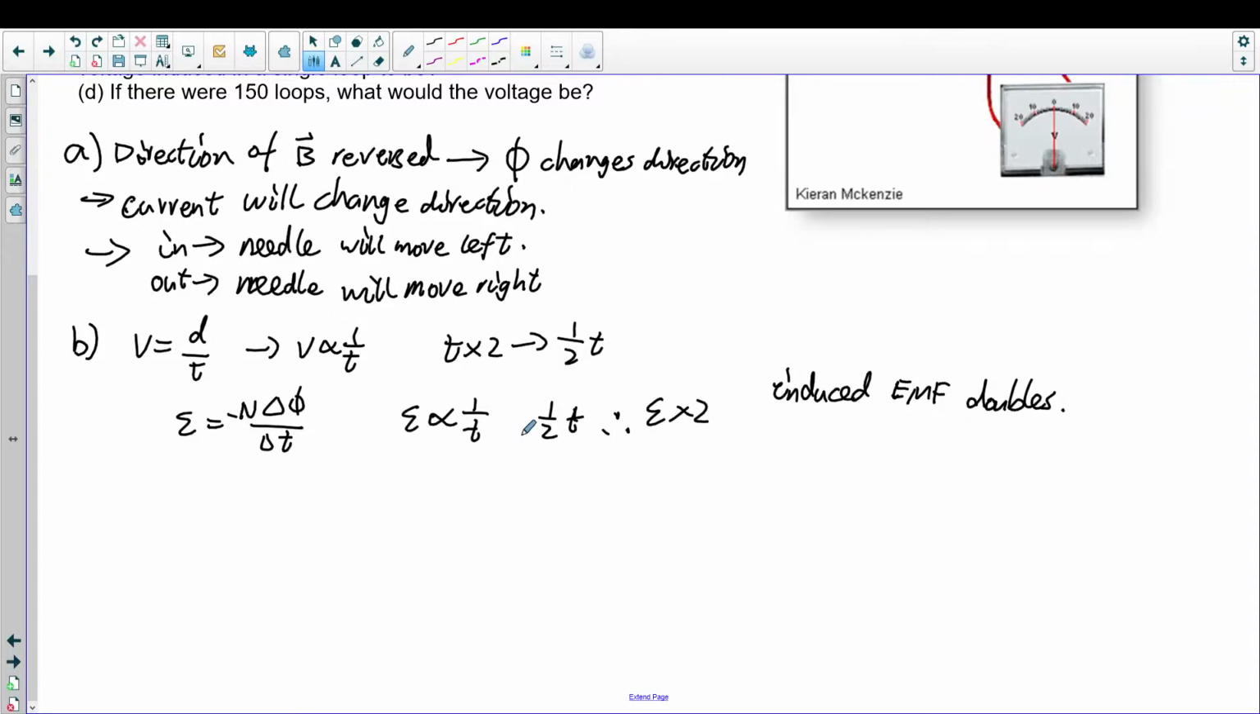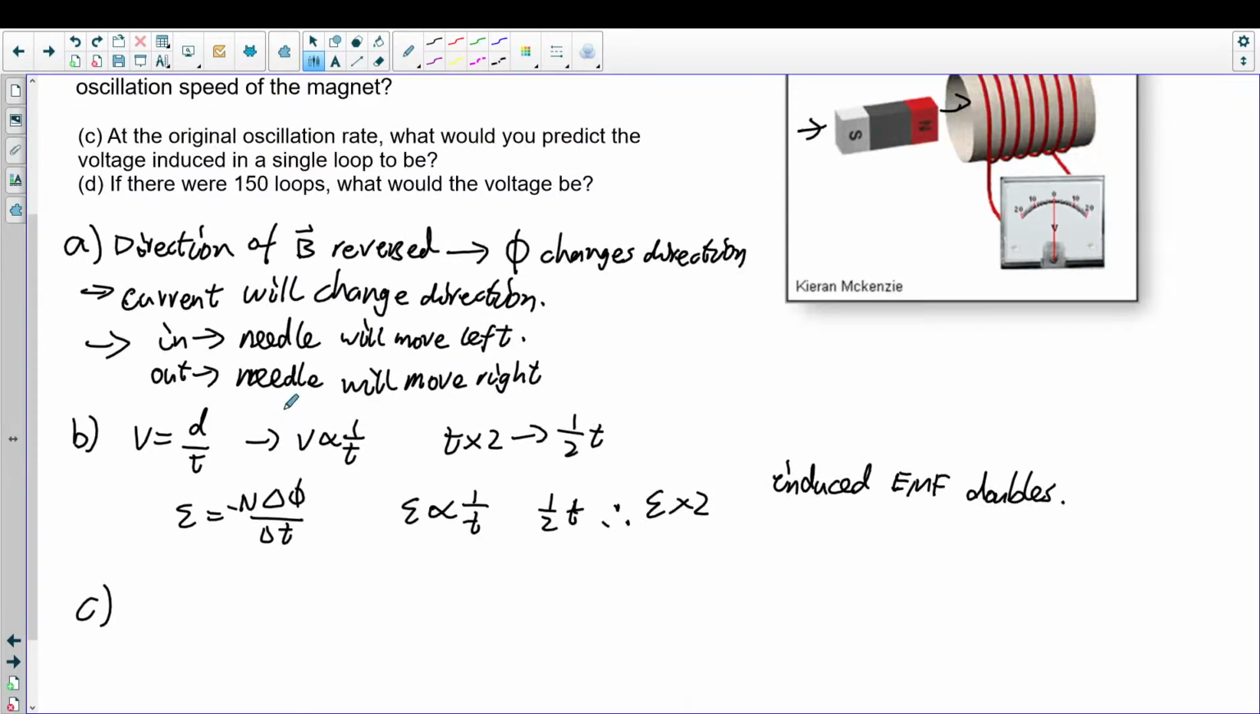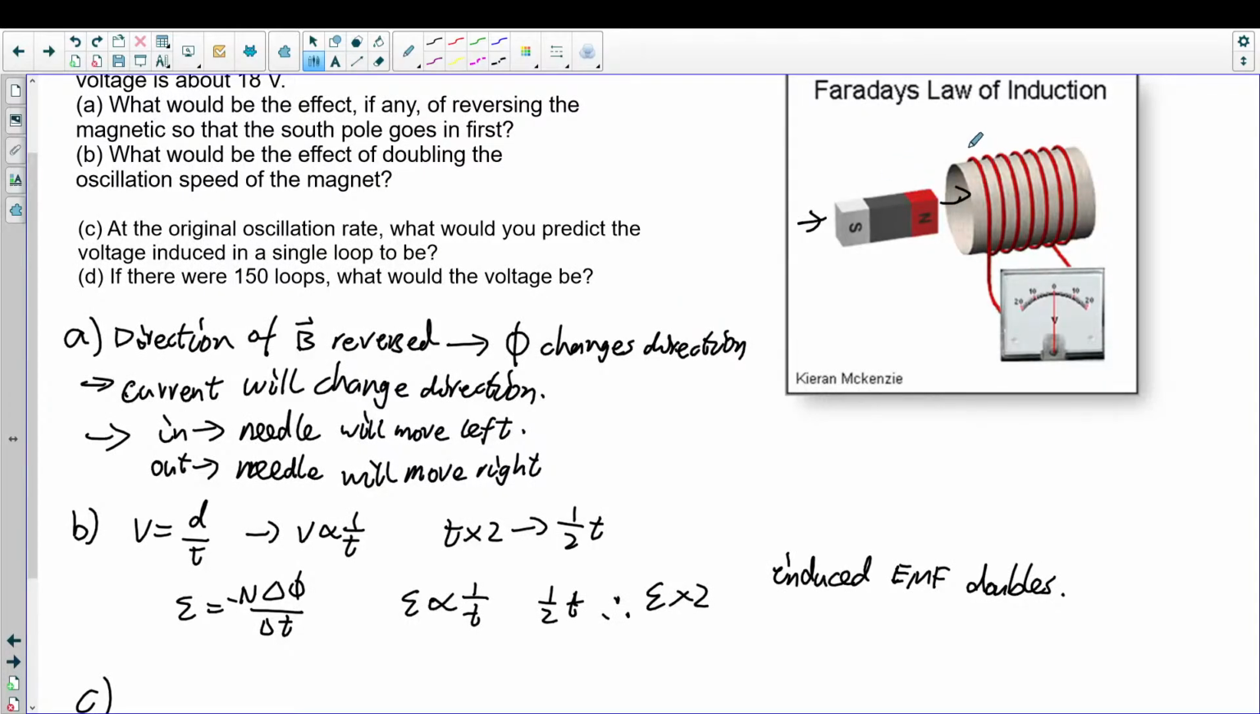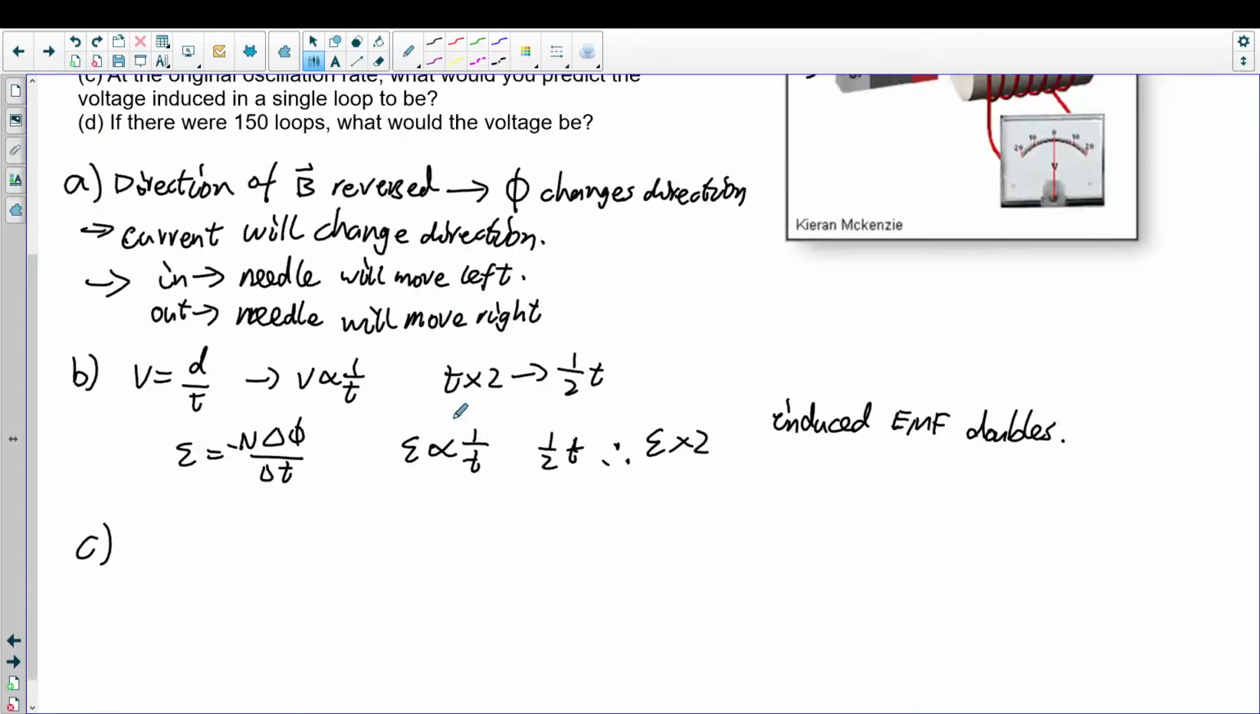Now, the third question says, what is the expected EMF for one loop? Well, let's count how many loops there are. We have one loop here, 2, 3, 4, 5, 6, 7. There are 7 loops here. So we know EMF is equal to 7 times delta phi over delta t. That is about 1.8 volts. We care about one loop. This is for 7, we care about 1, which is just delta phi over delta t. That of course will be exactly dividing both sides by 7, so 1.8 volts divided by 7.